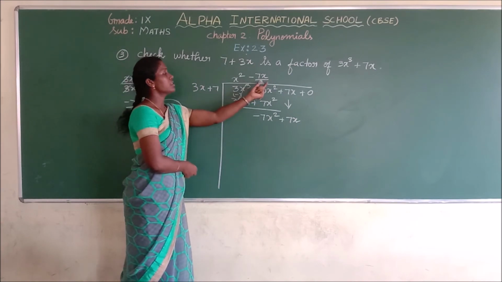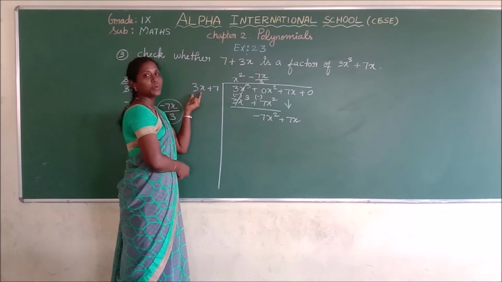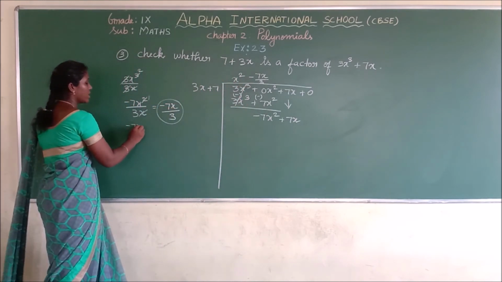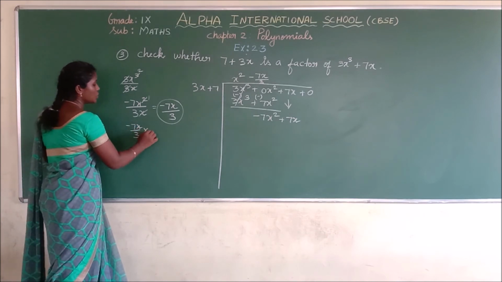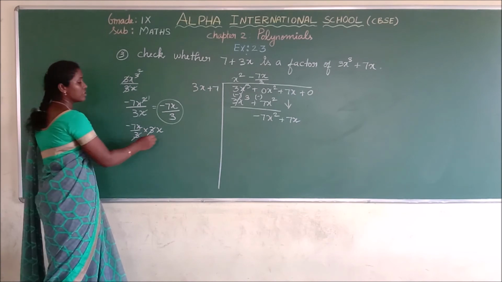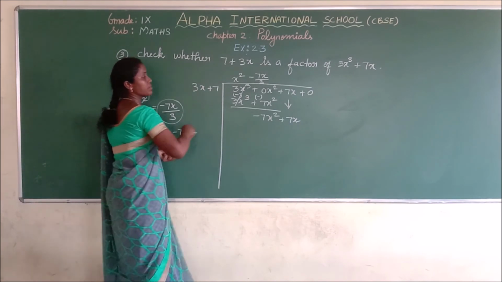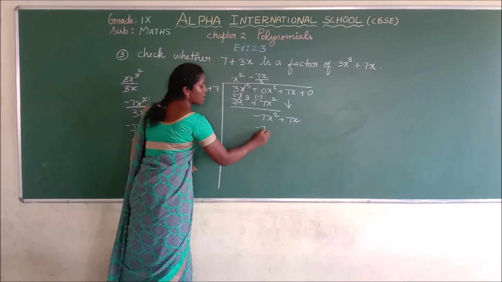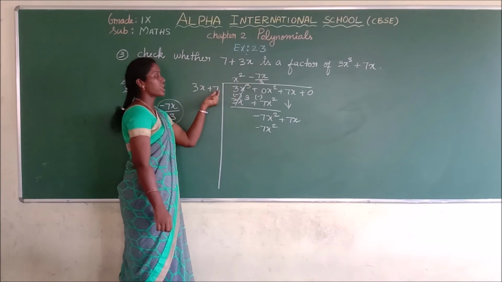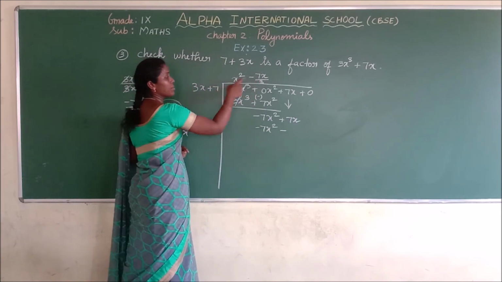Okay, so multiply this term with these two terms, minus 7x by 3 into 3x. See here, 3 and 3 will get cancelled. The final value will be minus 7x square. So by multiplying these two terms, we are getting minus 7x square. Okay, multiply with the second term. Plus into minus will become minus, and multiply with the numerator.